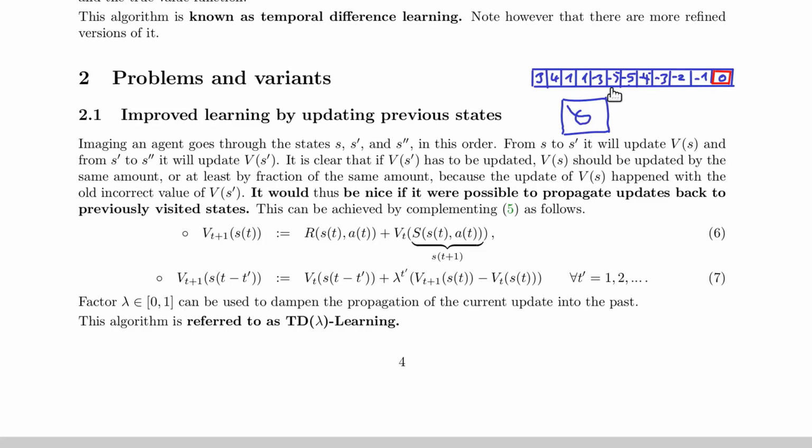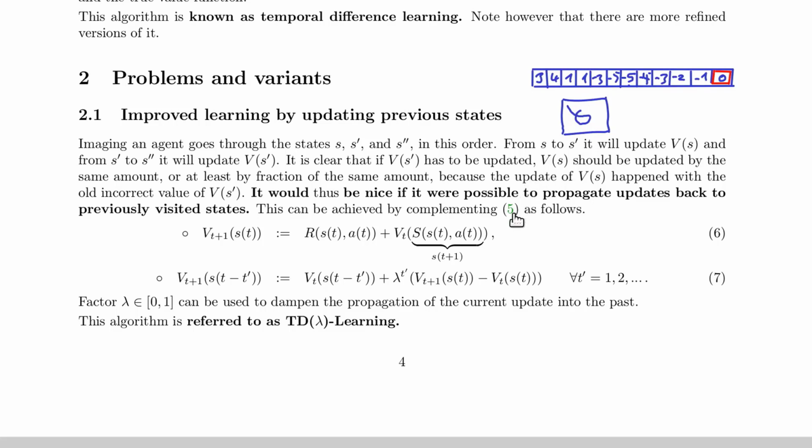So it's maybe not a good strategy to update the values of the previous states by as much as you update the value of the current state. There should maybe be a decay, so the past is corrected less in order to avoid these kinds of problems.